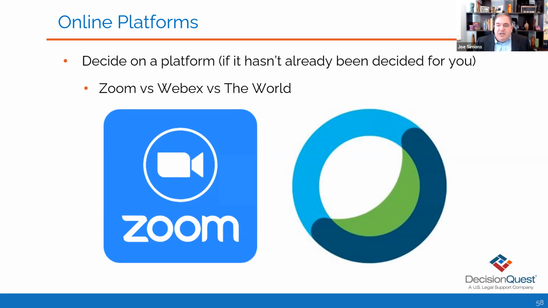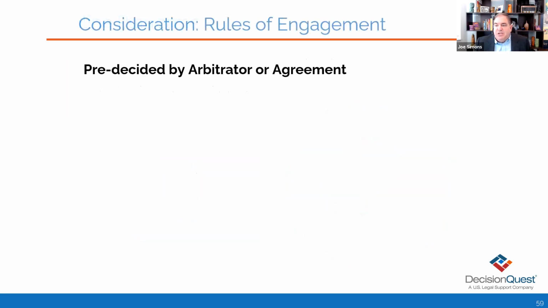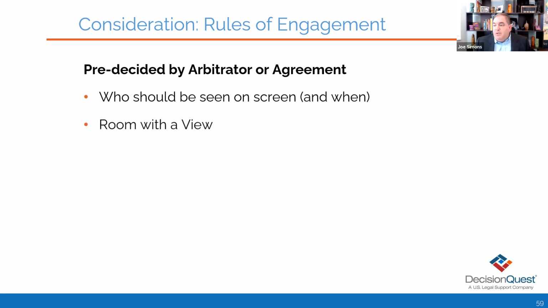There are some things to consider. The rules of engagement, which were addressed earlier. It's usually pre-decided by the arbitrator. I know AAA will send out a list of criteria, but things like who should be on screen and when. Typically with a one-person arbitrator, you'll have the arbitrator, the witness, the questioning attorney, and opposing counsel. You'll have those people on the screen, and that will leave you plenty of room for a view. You can have those 4 or 6 if there's a tribunal on one side, and then have room to present your visual evidence on the other.